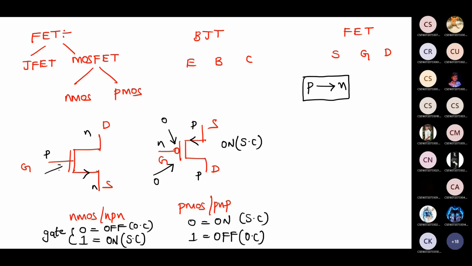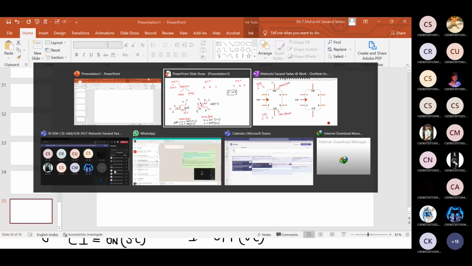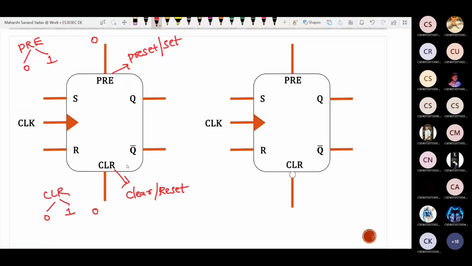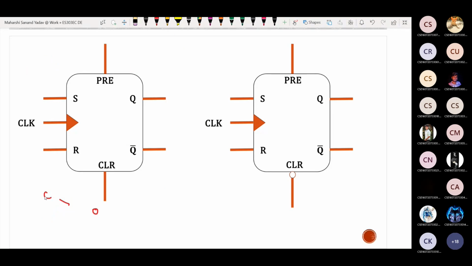Here, are you able to find any bubble for NMOS at the gate terminal? No, no bubble is there. So if you apply 1, this will function as on. Just remember these two conditions so that you can understand preset and clear easily. Now tell me, are you able to find any bubble externally for preset and clear? No. So if you want to turn on preset, what should I apply, 1 or 0?